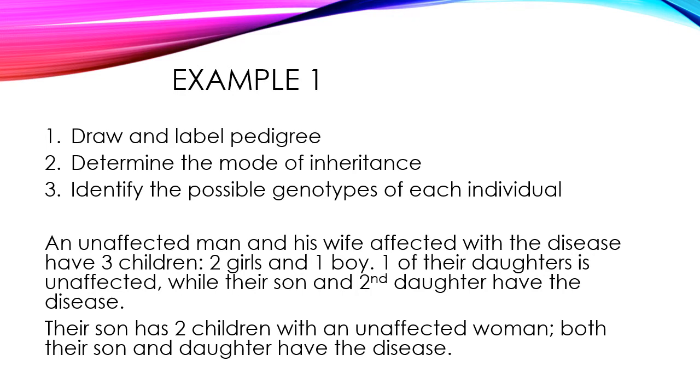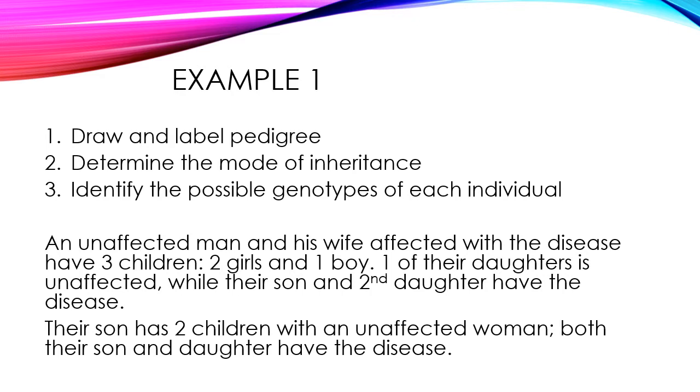So the first example is, 3 steps you want to be able to do. So to draw and label the pedigree, to determine the mode of inheritance, and to identify the possible genotypes of each individual.